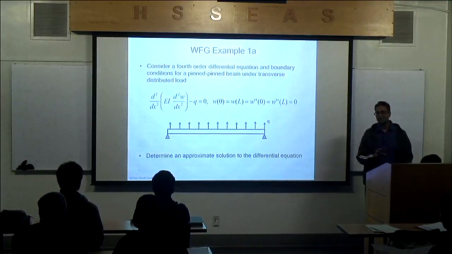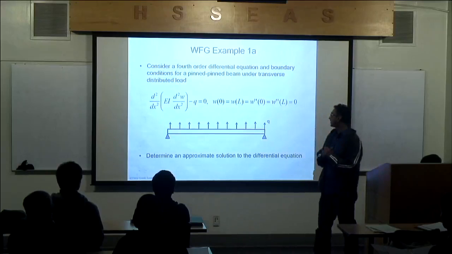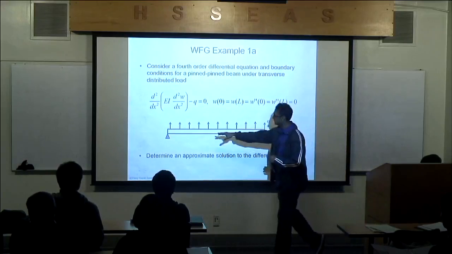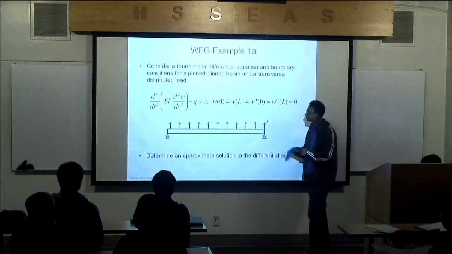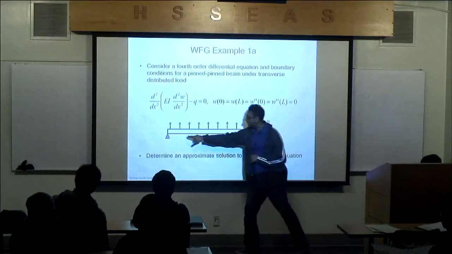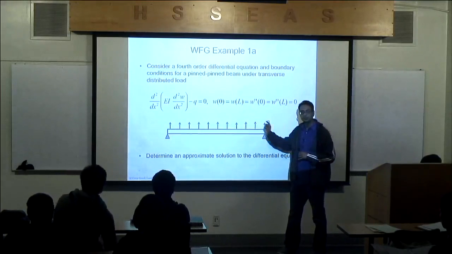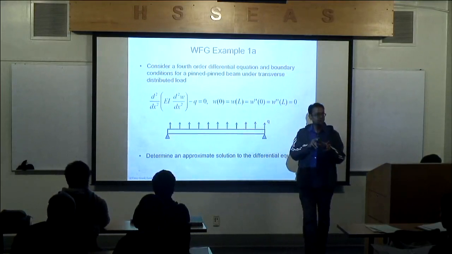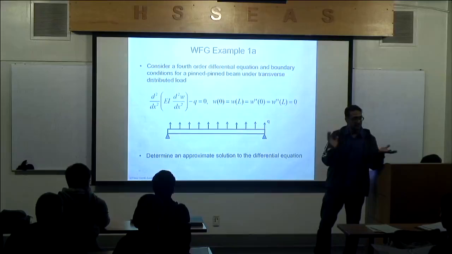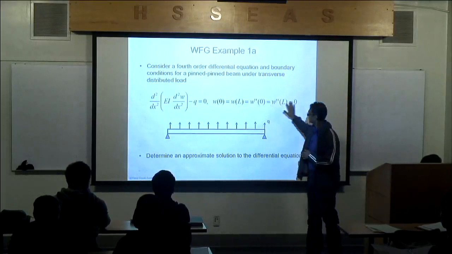Example number 1A. I have like 6 examples. 1A is the first one. So 1A is pinned with a distributed load. And in this example, the deflection is 0 here, of course. Are there any moments applied at either end? No moments applied. So EI W double prime is 0 at the ends. I'm not applying that. So therefore, W prime is 0 at either end.